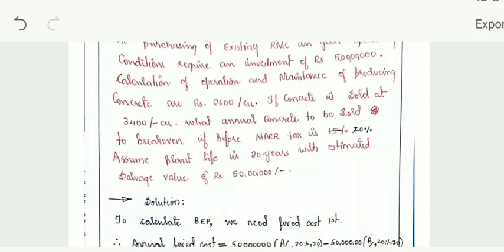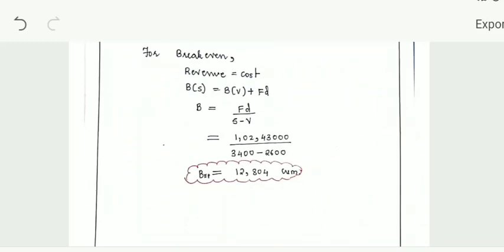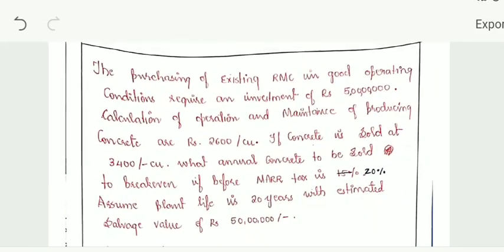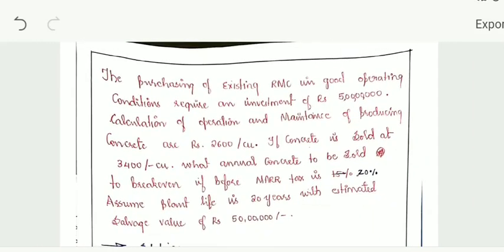Now in your question, if you want to find out the break even point, what are the contents that you need? You need the selling price, you need the variable cost and you need the fixed cost. Did you observe that in this numerical the fixed cost is not given? But the fixed cost is given in terms of what? Operation and maintenance, or it is given as an operating condition at an investment of 5 crore. That means it is a present worth.